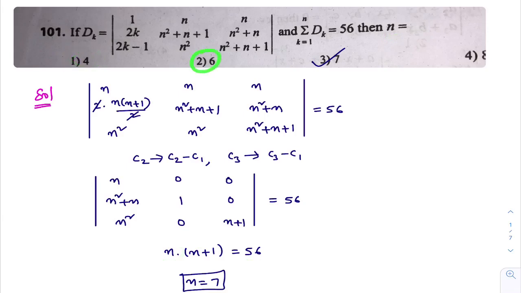I'll take n equal to 6. 6 into 6 plus 1 is 7. 6 7s are 42. Here 56 is there. So this second option is also a wrong option.